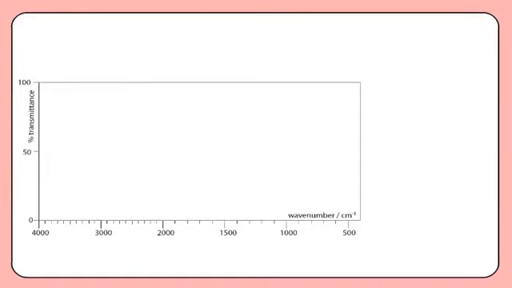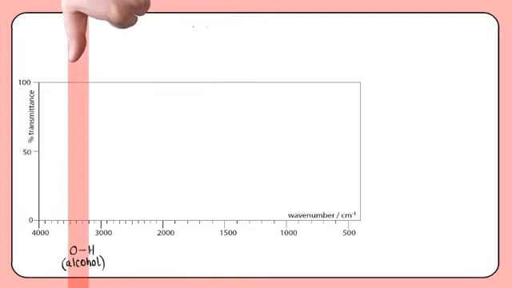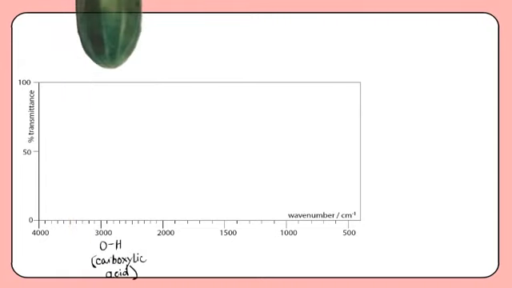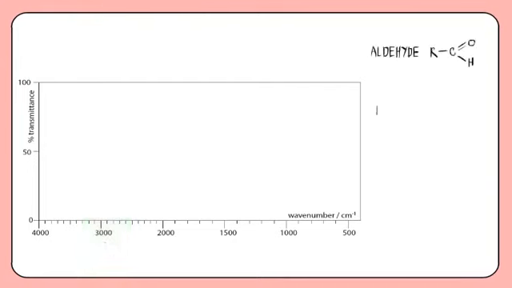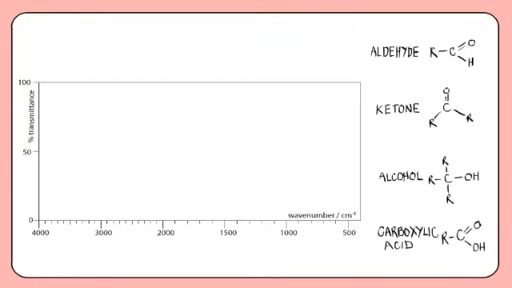Let's use our toolkit of the finger for the carbonyl, that's the C=O group, that occurs between 1640 and 1750, the thumb for the alcoholic O-H, between 3200 and 3550, and the cucumber for O-Hs from carboxylic acids between 2500 and 3300, to distinguish between aldehydes, ketones, alcohols, and carboxylic acids.